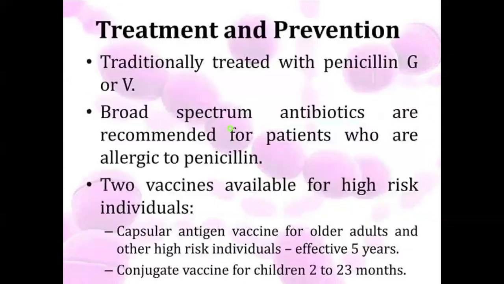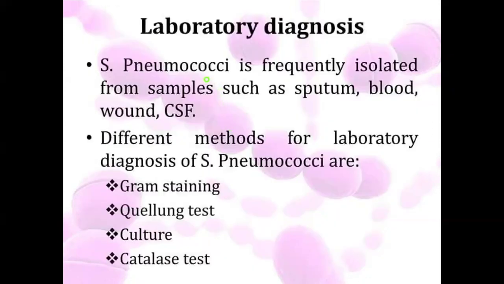Then before I mention this, okay, I think I'll mention that. So lab diagnosis: Strep pneumoniae is frequently isolated from samples such as sputum, blood, wound, and CSF. Remember I said it can cause meningitis, so cerebrospinal fluid is important. Then different methods of lab diagnosis: gram stain, Quellung test, culture, and catalase.